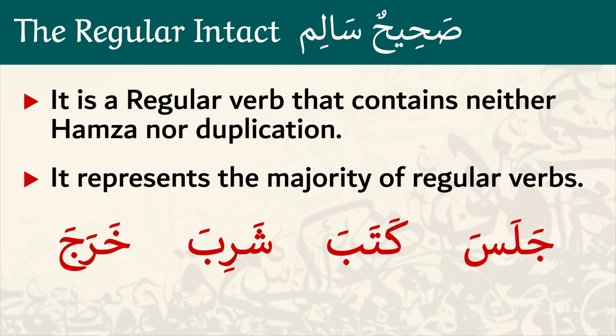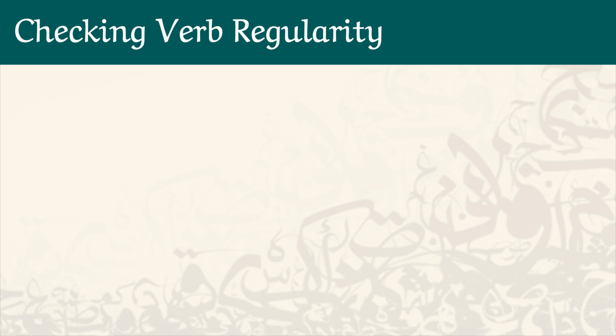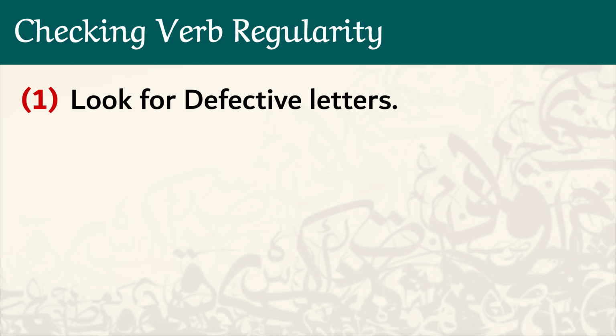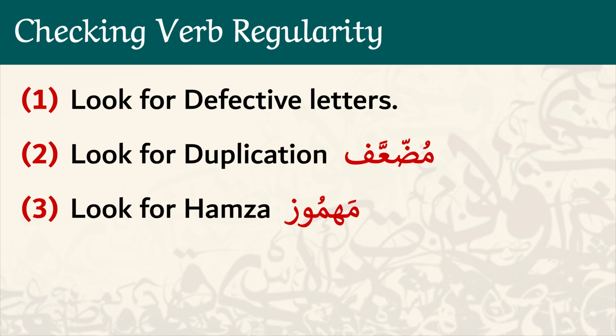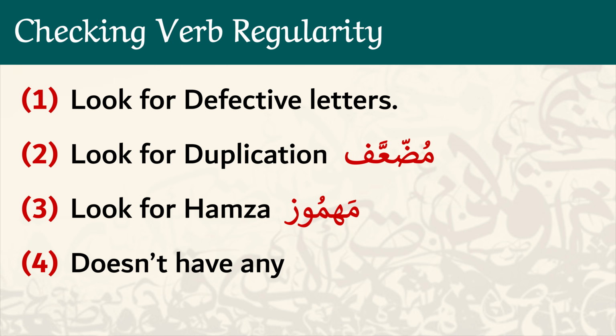So the first thing to check for regularity in verbs is to make sure it doesn't have a defective letter. If not, check for duplication. If not, check for hamza, and lastly, if it doesn't contain any of these three, it is a regular intact verb.